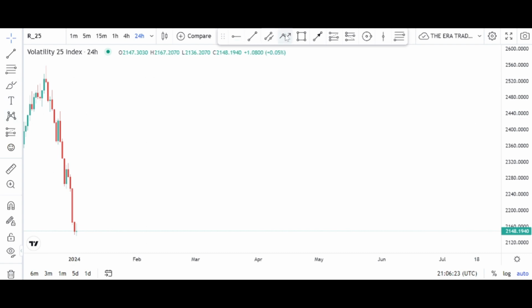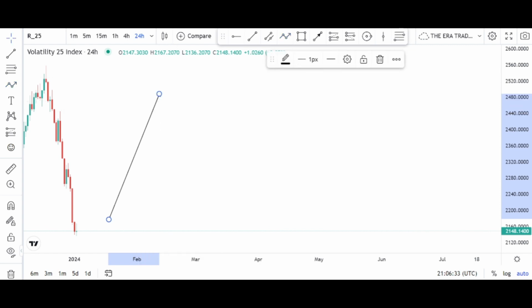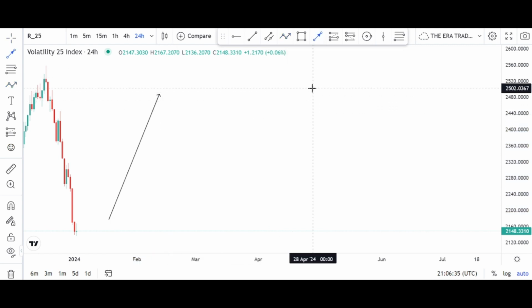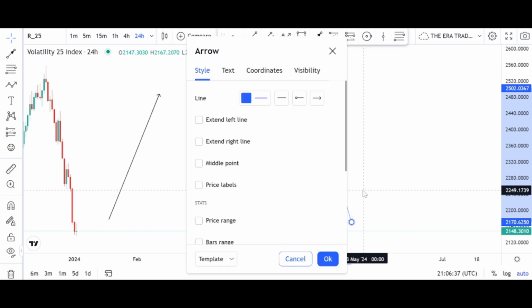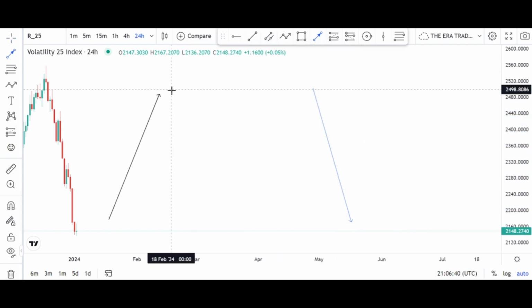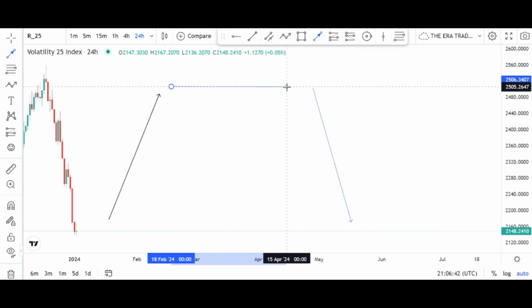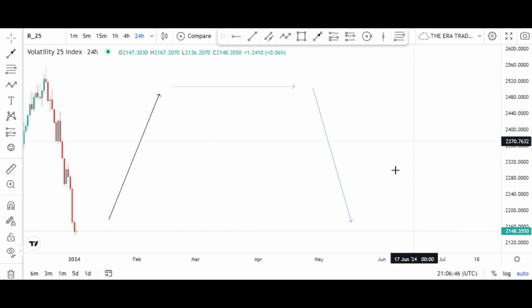So we all know that the market moves in three forms: uptrend, downtrend, and consolidation. So we have the uptrend, the downtrend, and we have consolidation or sideways trend.